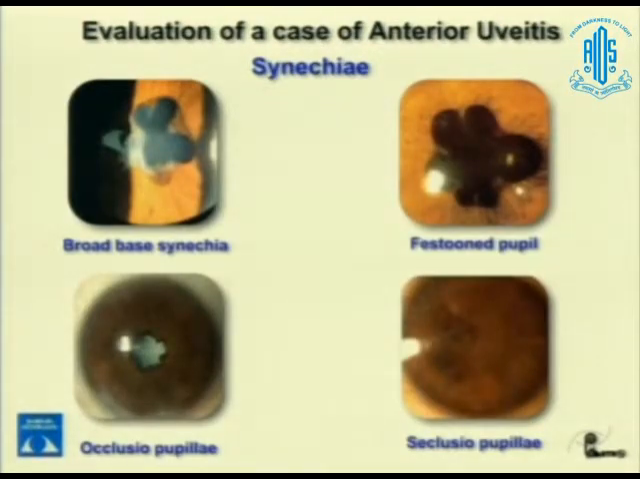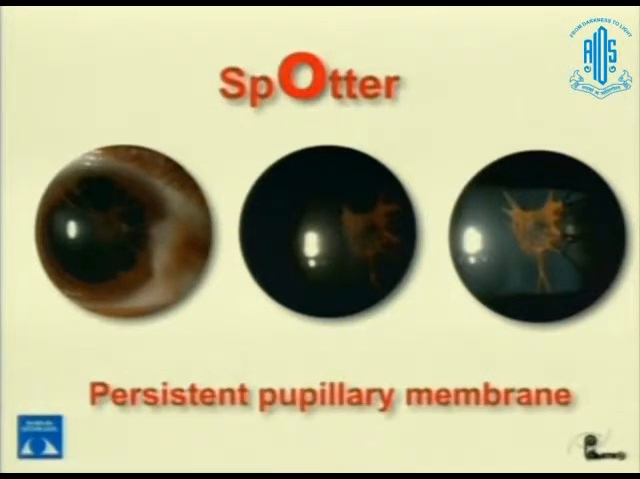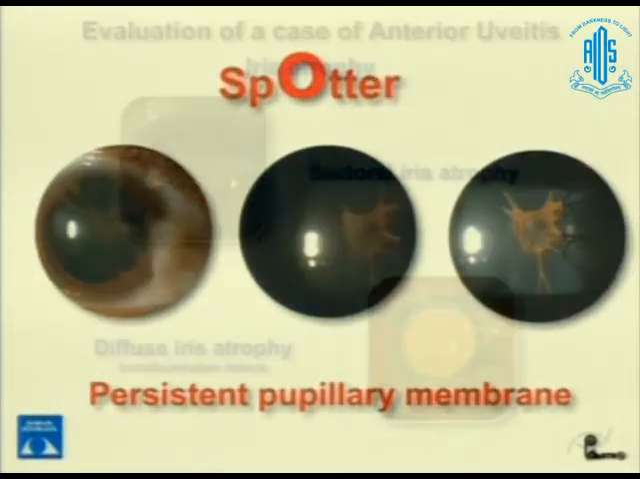Then iridolenticular synechiae can be divided into broad-based synechiae, festooned pupil, occlusio pupillae, and seclusio pupillae. Now, what is the type of this synechia? Only the central part is attached. Anyone? This is a googly actually. This is persistent pupillary membrane. So don't confuse persistent pupillary membrane with synechiae.